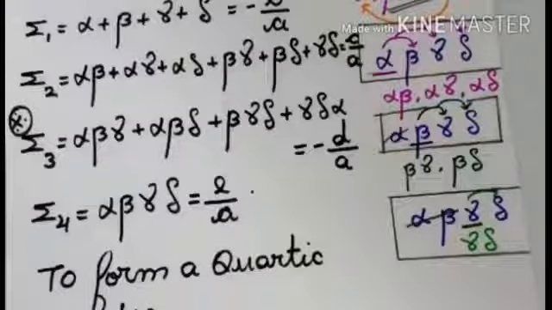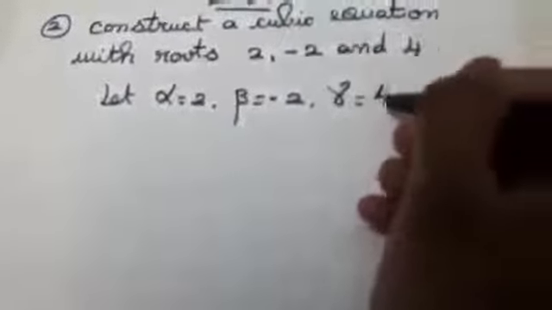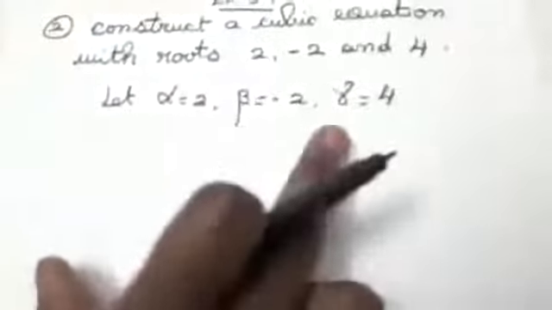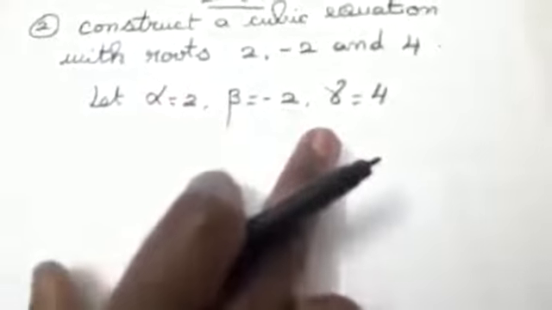Now we are going to do a sum based on degree 4, that is the second sum. Construct a cubic equation with roots 2, minus 2 and 4. Cubic equation means you will be having 3 roots. I am going to take like this, let alpha equal to 2, beta equal to minus 2 and gamma equal to 4. Alpha, beta and gamma, I am taking the value like this.